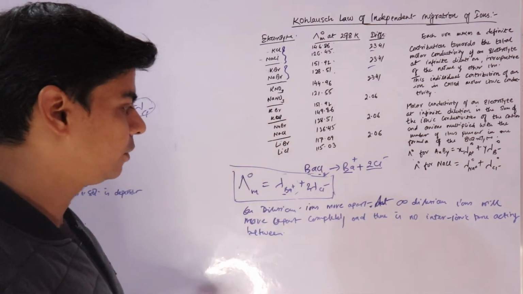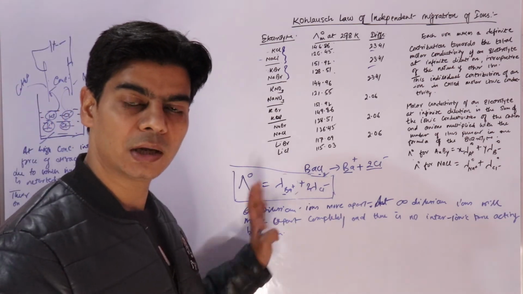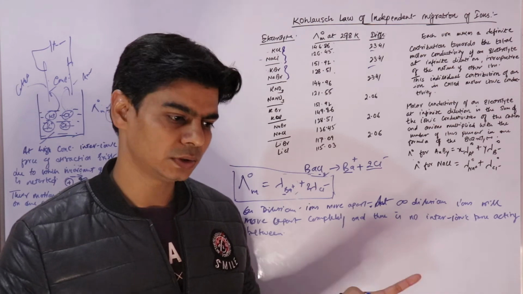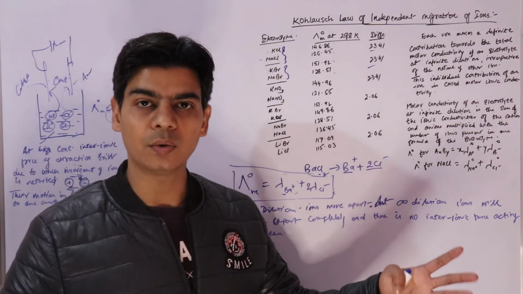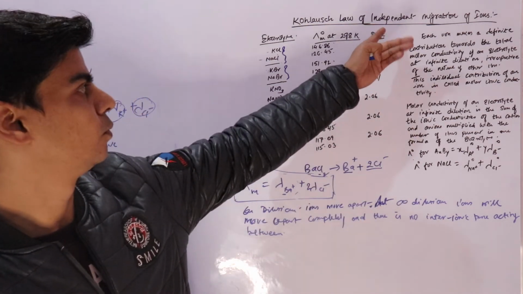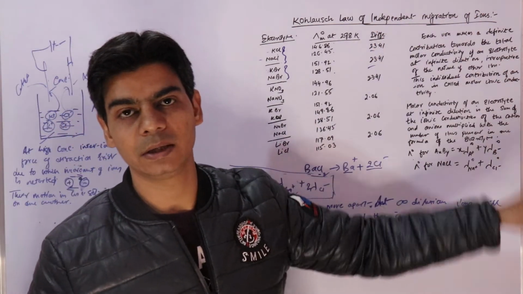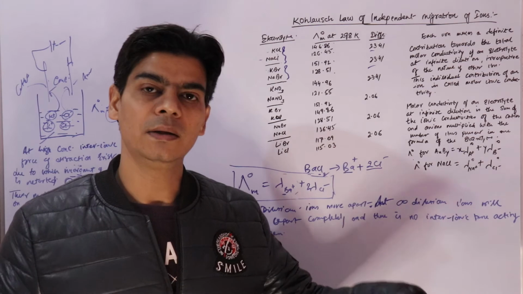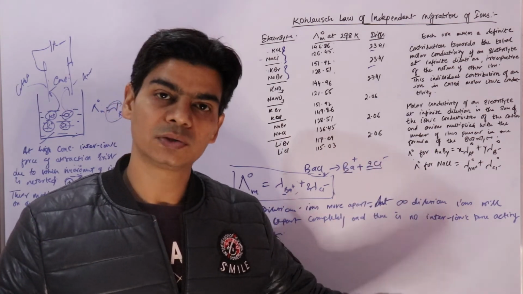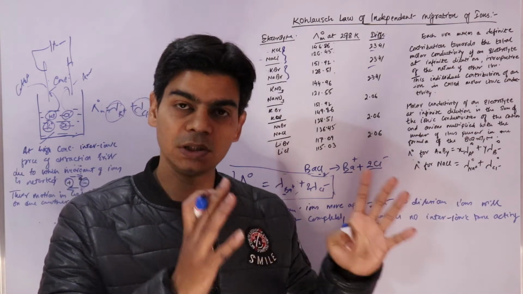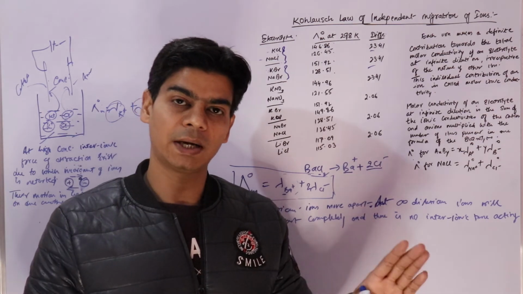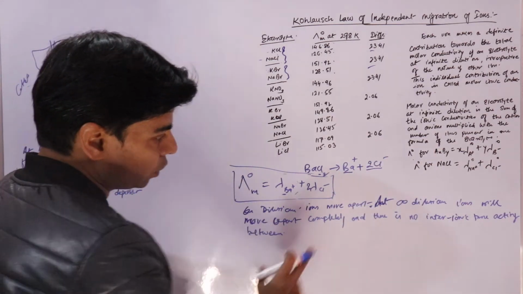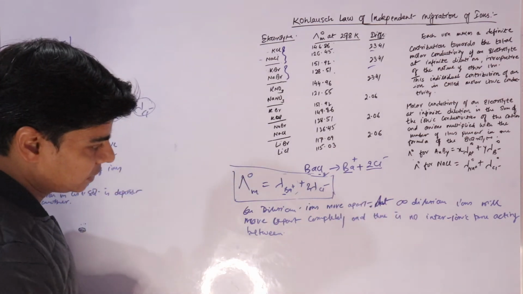There is no interionic force acting between them, so they are moving as if the other ion doesn't exist. That means their motion is now independent, which is what we have to understand: independent migration of ions. This independent migration of ions is only in solutions that have zero concentration, or solutions at infinite dilution. There is no interionic force of attraction.